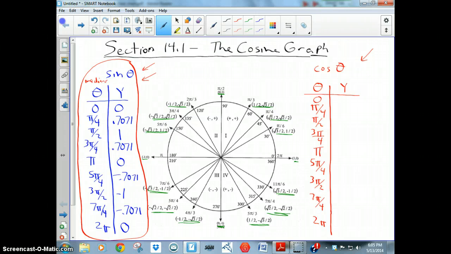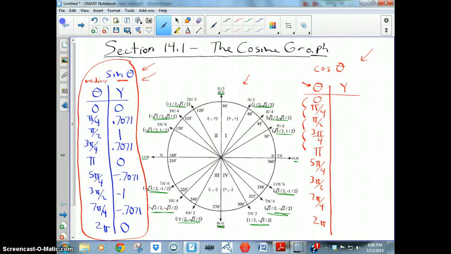So again, you can make this table, and what I did is I picked angles for theta that go up in increments of 45 degrees. For instance, pi over 4 is 45 degrees, pi over 2 is 90 degrees, etc., just like I did with the sine graph over here. And what we're going to do is evaluate the cosine function for all those different values, exactly like we did for sine.